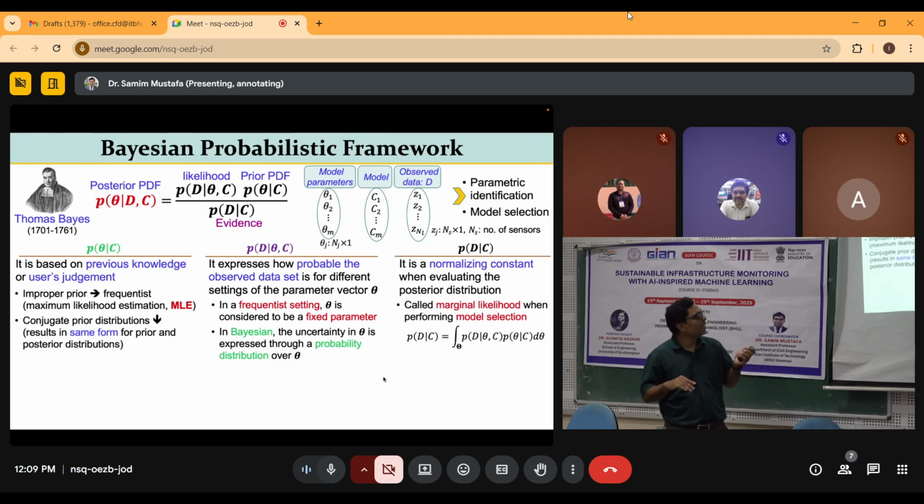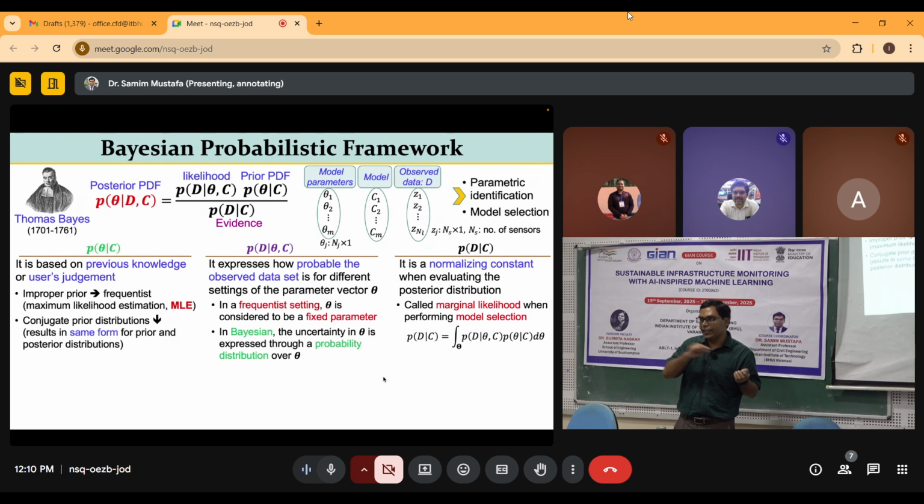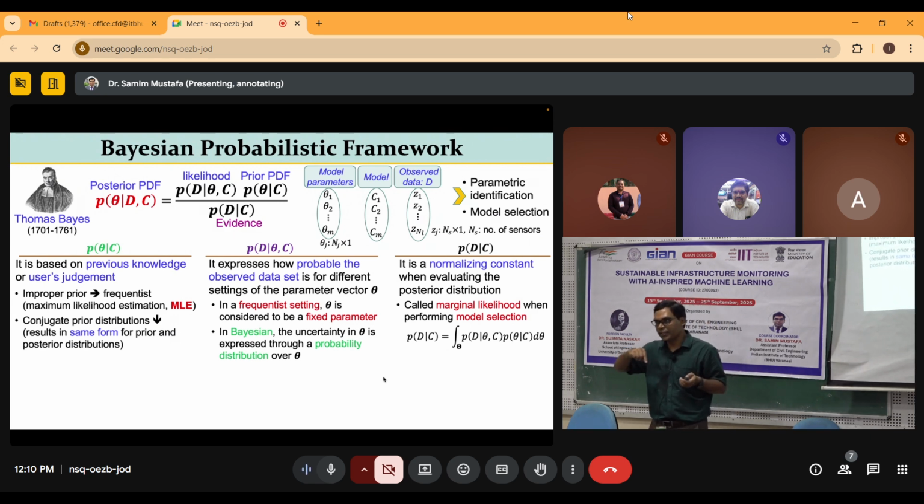And then there is another term, the evidence. Evidence is nothing but the normalizing constant in case you are doing parametric identification, because it is independent of theta. It only ensures that, whenever you discuss a probability density function, the area under the probability density function should be 1, right? So it ensures that only.